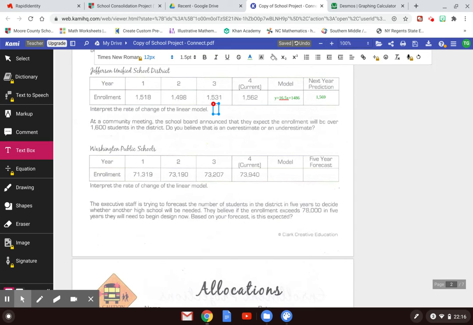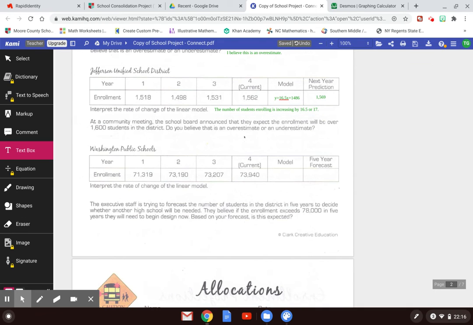Okay, so there again, interpret the rate of change of the linear model. So what I'm going to say here is the number of students enrolling is increasing by 16.5, or 17 if we're not going to count half a person.